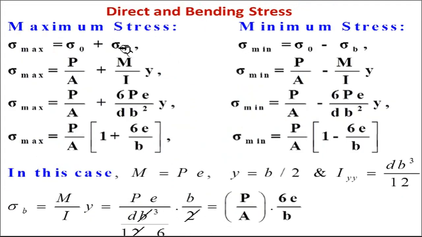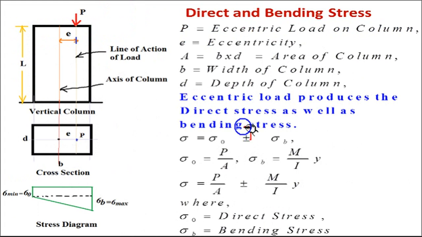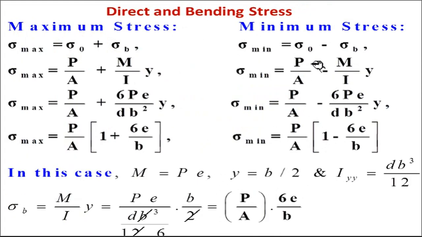Now see, direct and bending stresses, the same thing I have discussed here with maximum and minimum values. To find the maximum stress, sigma max, what do we have to do? You have to add sigma 0 plus sigma B, because in the previous case we have shown the sign convention plus minus, which means sigma B will be added in the plus case and subtracted in the minus case. Okay, plus and minus.